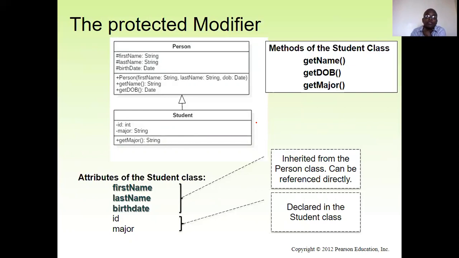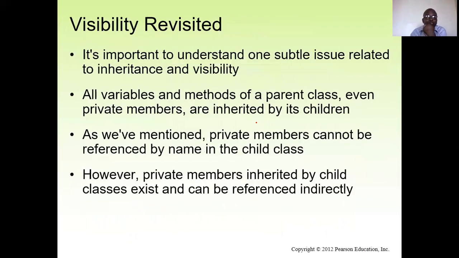Questions? No? All right, so it's important to understand one subtle issue related to inheritance and visibility. All variables and methods of a parent class, even the private ones, are inherited by its children. As we mentioned, private members cannot be referenced by name in the child class. However, private members inherited by child classes can exist and can be referenced indirectly. That's the most important word here, indirectly.